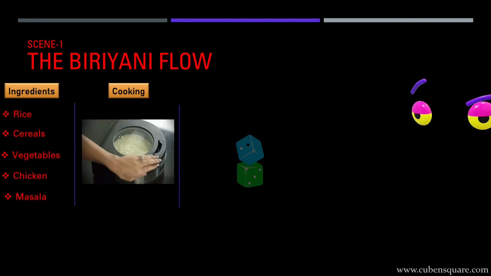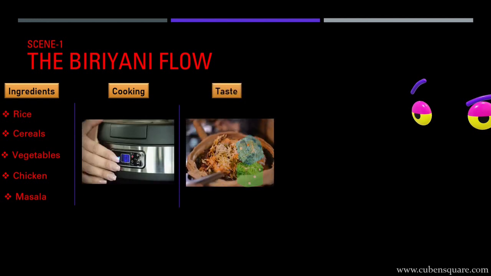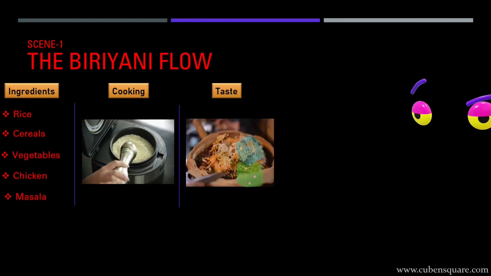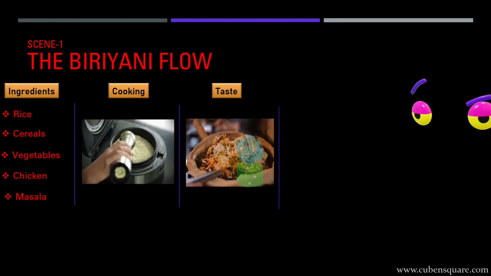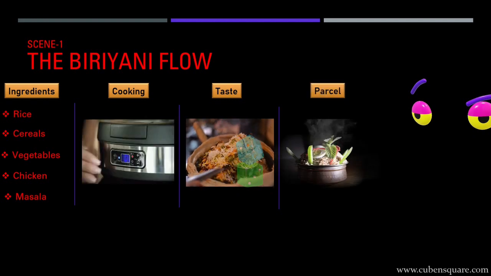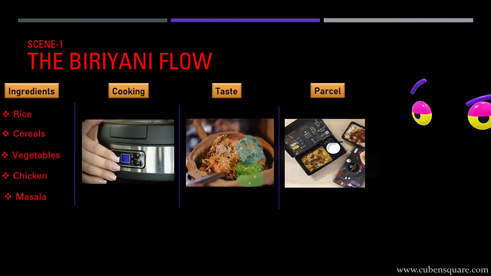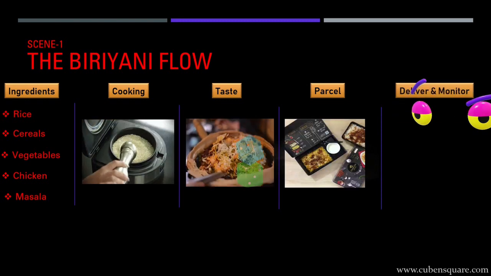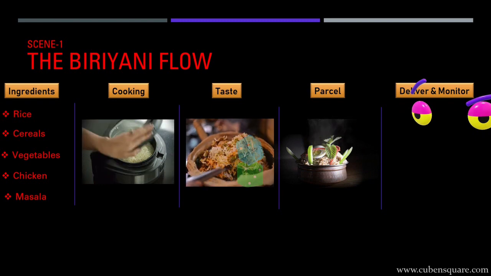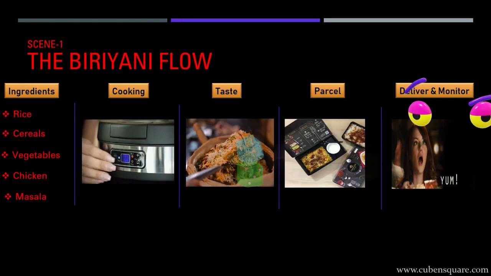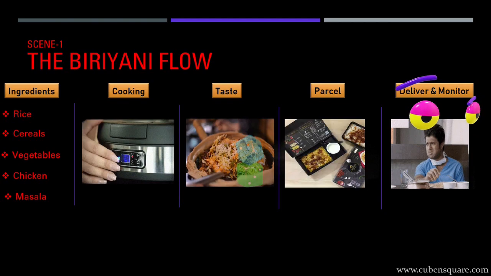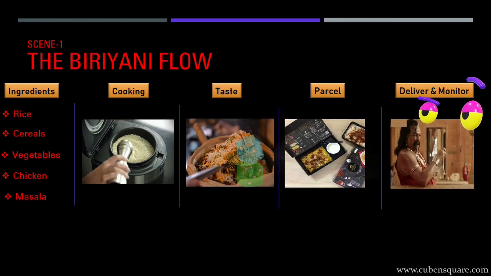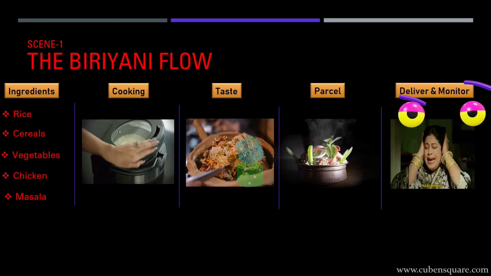Once the biryani is ready, time to taste it. If it needs improvement, add required ingredients. Or if the taste is good, move to the packaging section where biryani gets parceled and delivered through Swiggy, Zomato or Uber. Right. Finally, the biryani is delivered, consumed and monitored for the feedback. This is a simple biryani flow and its stages of getting cooked and delivered.